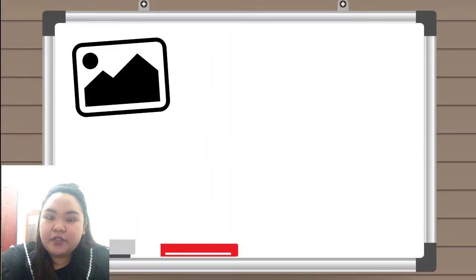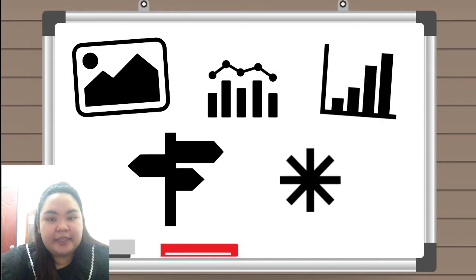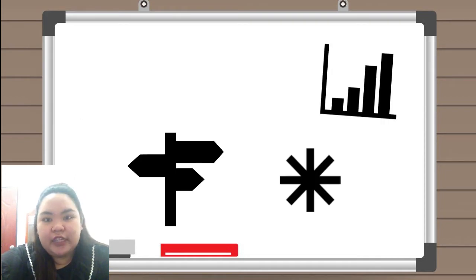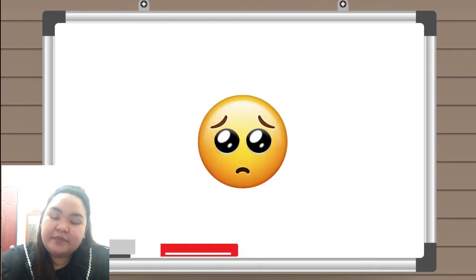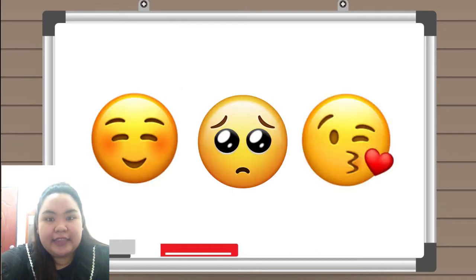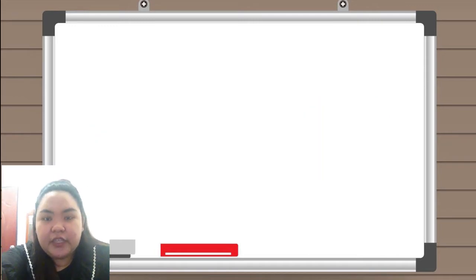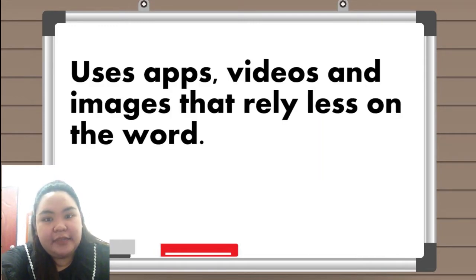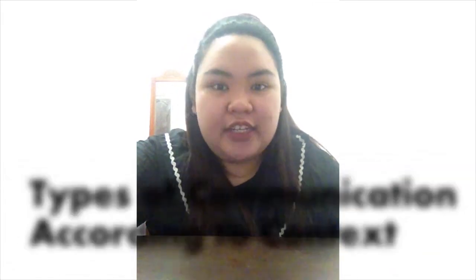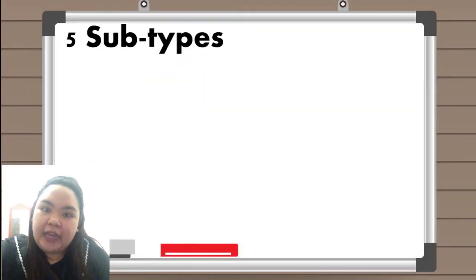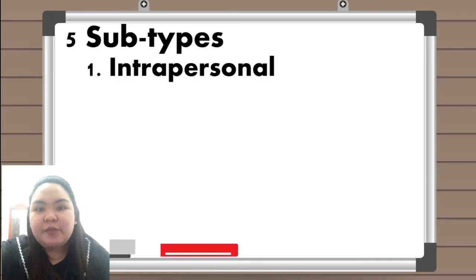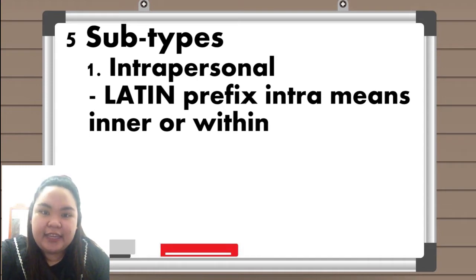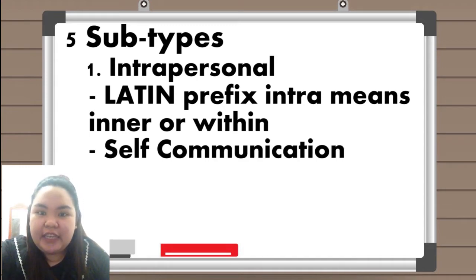The second type is visual communication. These are the photos, graphs, charts, signs, symbols, and even electronic communication, just like emoticons and emojis, that will clarify the intent of the message. It usually uses apps, videos, and images that rely less on words. So now we are going to the next type of communication, which is according to context, and it has 5 subtypes. Number 1, intrapersonal. It comes from the Latin prefix intra, or within, and it is all about self-communication.